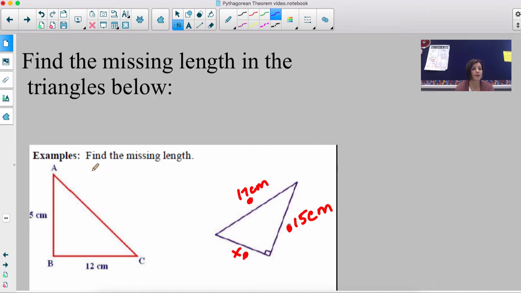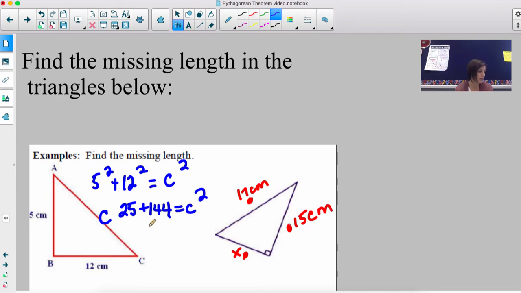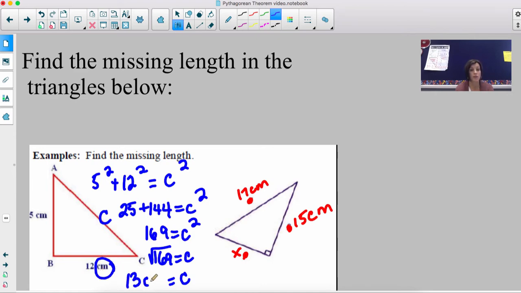Example 2, we've got a leg of 5 squared plus another leg of 12 squared, and we are finding the missing length of c or x or whatever you want to call it. And then we're doing the math. 5 squared is 25, 12 squared is 144, is equal to c squared. We add up the sum, which is 169, is equal to c squared. Undo the squared with the square root. Square root of 169 is equal to c, so c is equal to 13. In this case, we do have a label that we have to make sure we put in our final answer. So c is equal to 13 centimeters.